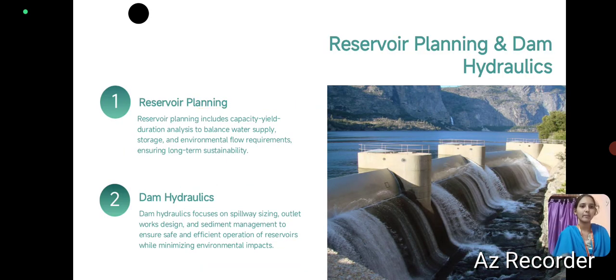Reservoir planning and dam hydraulics. Reservoir planning includes capacity, yield, duration analysis to balance water supply, storage and environmental flow requirements, ensuring long-term sustainability. Dam hydraulics focuses on spillway sizing, outlet works design and sediment management to ensure safe and efficient operation of reservoirs while minimizing environmental impacts.